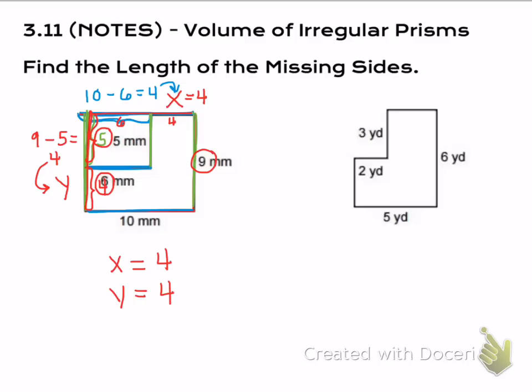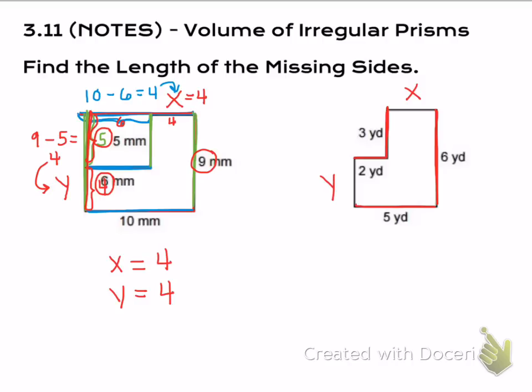The X and the Y, or the missing sides, are not always going to turn out to be exactly the same. We have to go by the figure. All right, let's look at the right one. Here's the pieces that I know. I know this side is 5 yards. I know this side is 6 yards. I know this side is 2 yards, and this side is 3 yards. So again, I'm missing X on the top and Y on the side.